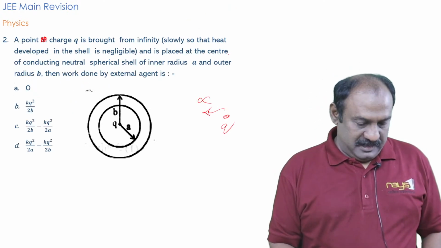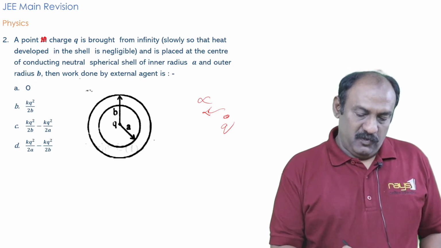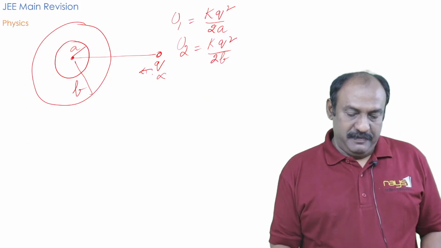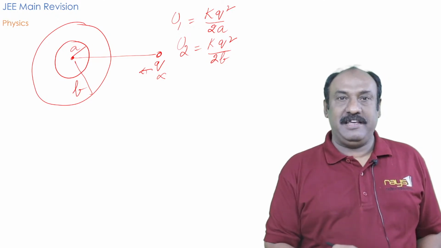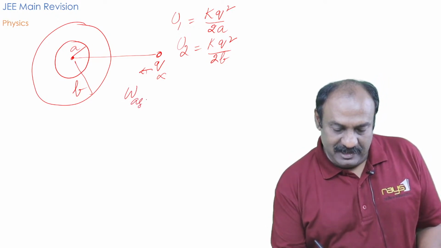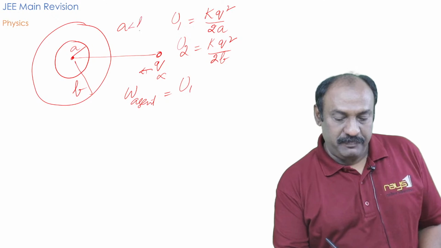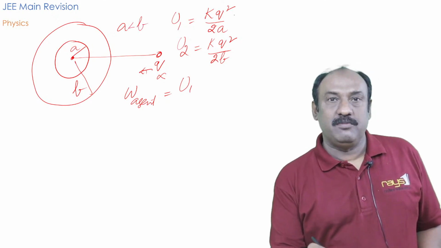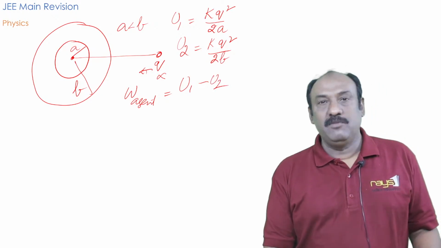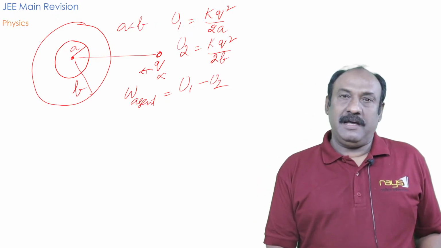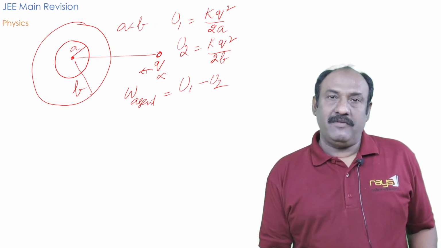Now, what is our question here? Then work done by an external agent. So work done by an external agent is nothing but the difference of these two self energies of the two shells. Work done by an external agent is equal to the difference of these two energies, because here A is less than B, due to that U1 is more than U2. So U1 minus U2 is the work done by an external agent in moving the charge Q from infinity to the shell center. Therefore, W equal to U1 minus U2.